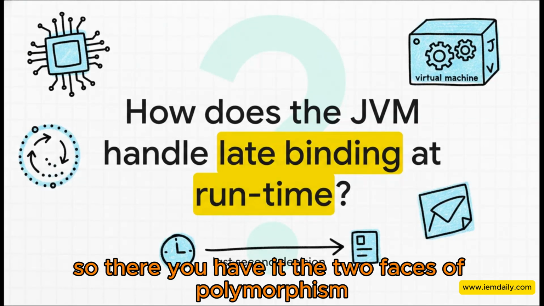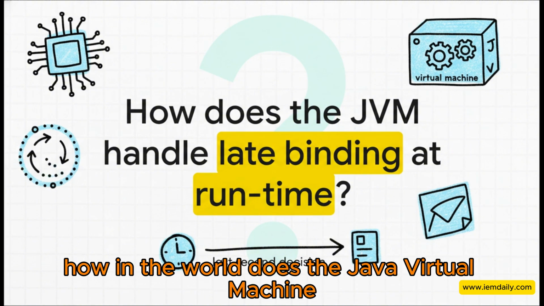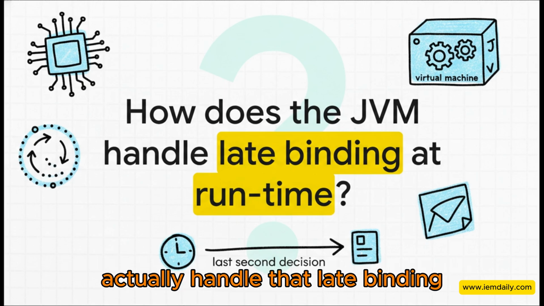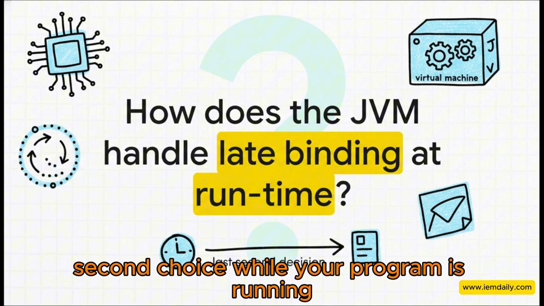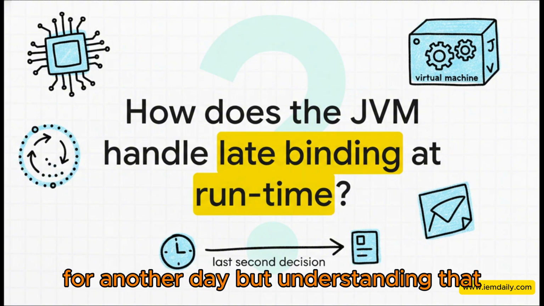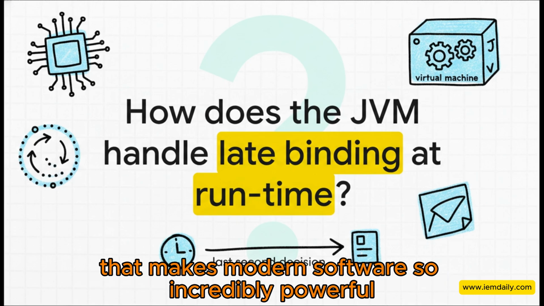So there you have it, the two faces of polymorphism. But it kind of leaves us with this one really fascinating question, doesn't it? How in the world does the Java virtual machine, the engine that runs everything, actually handle that late binding? How does it make that split-second choice while your program is running? Well, that's a deeper topic for another day. But understanding that, that's where you find the real magic that makes modern software so incredibly powerful.